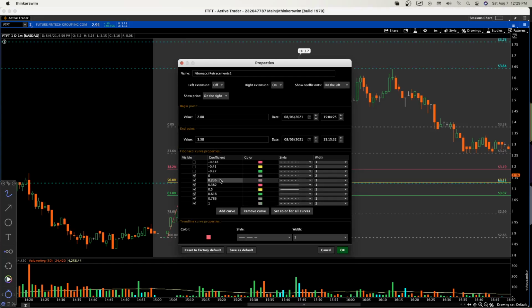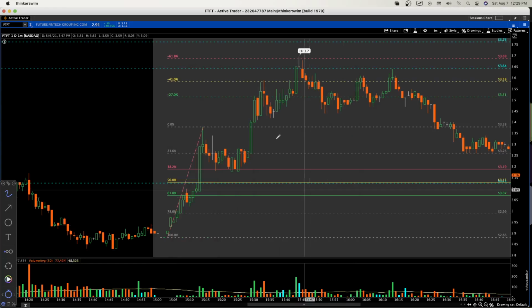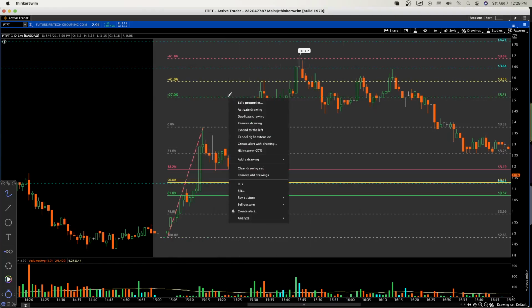A lot of your numbers are going to look different down there. So you take minus 0.27, minus 0.41, and minus 0.618. Save as default, so it remembers it next time. Every time you draw it, it'll be the same way. I have all of my colors in there, and I click OK, and boom, it puts it up there for you. So let me show you.